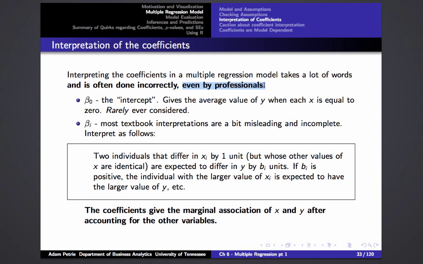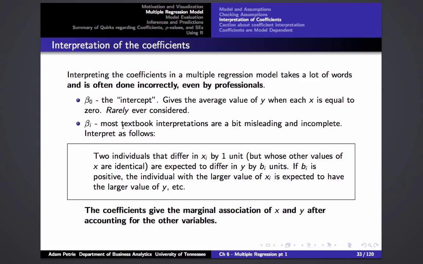Even professionals do not interpret these coefficients correctly most of the time. So we want to make sure that you can actually do this. First of all, the intercept beta 0 here is completely meaningless because that's basically the average value of y when each x is equal to 0. Why would you ever care about that? Well, you won't. Rather, it's the coefficient of each of those predictor variables, beta 1, beta 2, etc.